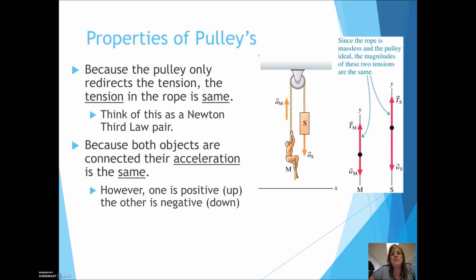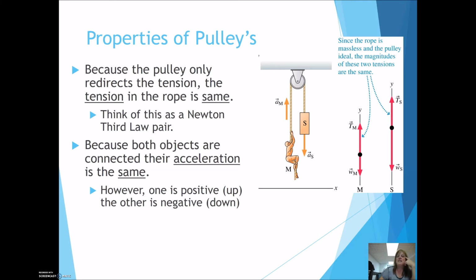Now, a couple properties of pulleys. Because the pulley only redirects the tension force, that means that when we draw free body diagrams, the tension in the rope connecting each of the objects is going to be the same. Think of it like a Newton third law pair.